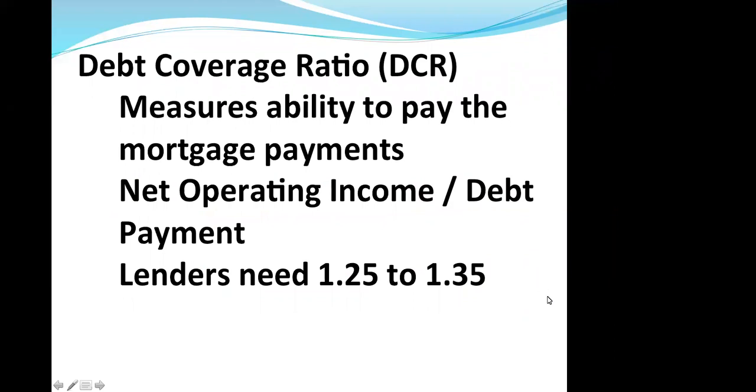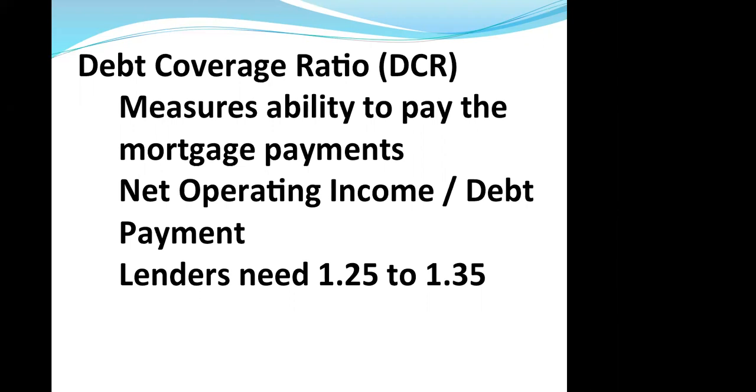For many people, this is foreign, but guess what? If you're a real estate investor, you must know what this is. So this measures the ability for the investor to make the mortgage payments. So how do we compute this? It's not complicated. It is the net operating income divided by the mortgage payment. Very simple. So what is the net operating income? The net operating income is your rents minus your operating expenses. That's what it is. And then divided by the mortgage payment. So the mortgage payment will be the principal and interest.